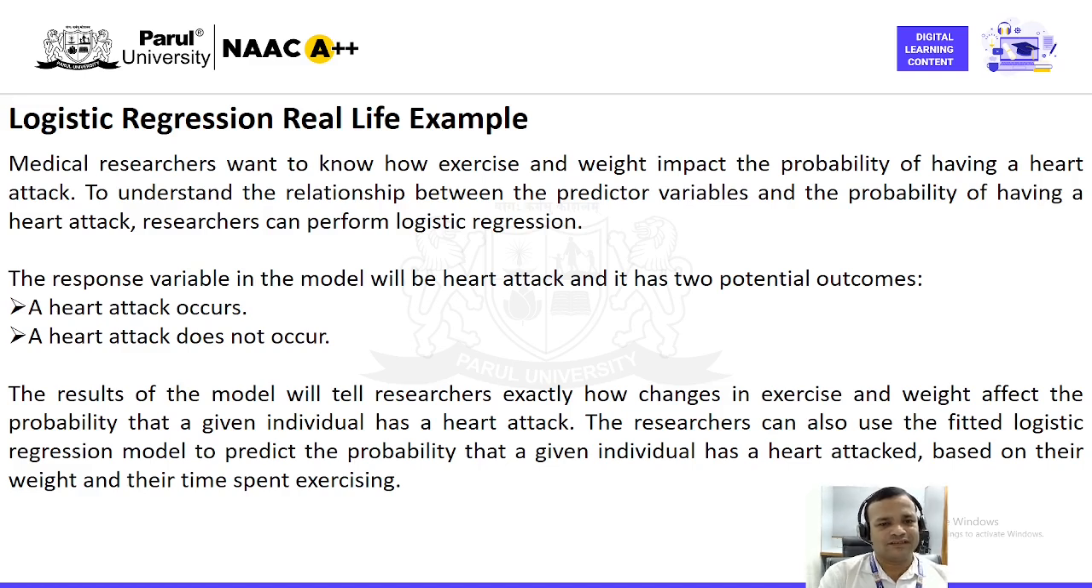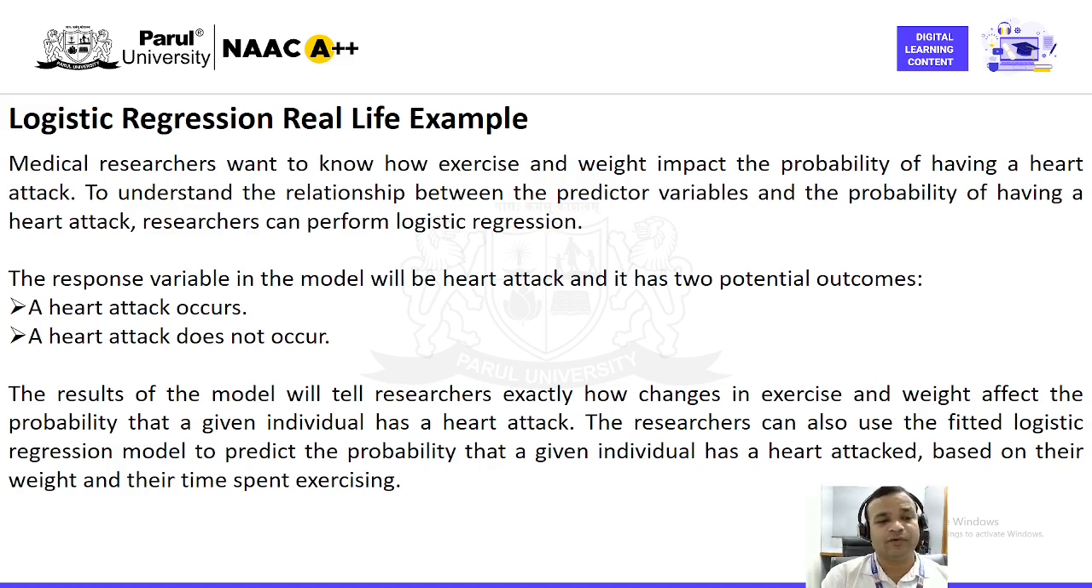You cannot fix a classification of that particular thing. Okay, on the basis of exercise and weight, you cannot classify the heart attack cases. So there may be a probability. So we can use logistic regression here. The response variable in the model will be heart attack, and it has two potential outcomes: heart attack occurs and heart attack does not occur.